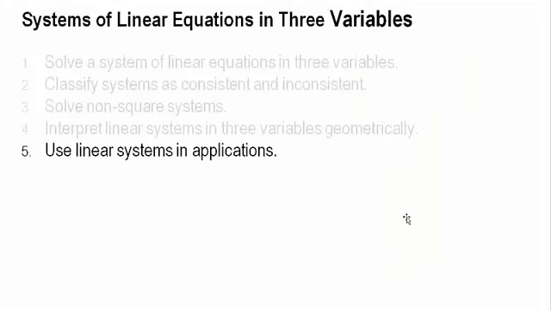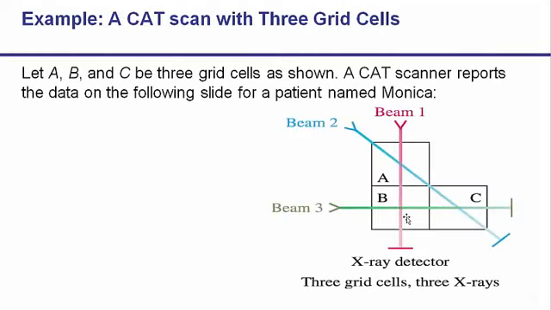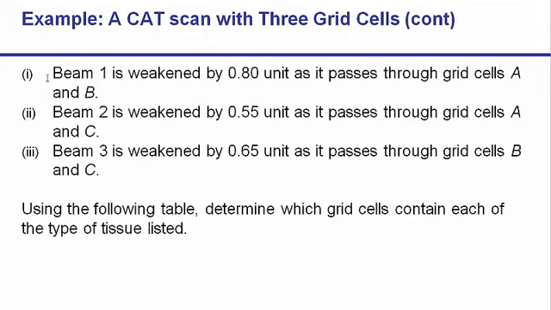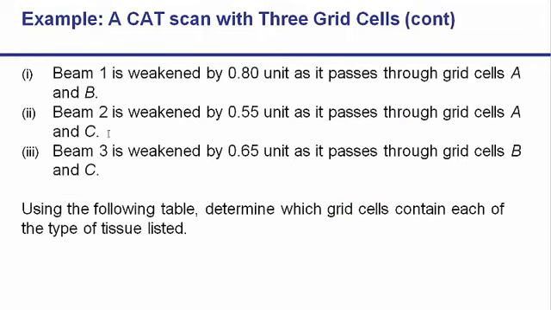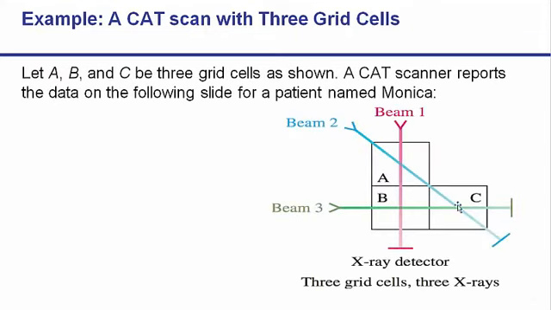Okay? Last but not least, we'll look at an example of an application problem. So taking a CAT scan, set up this way, you've got beams coming in at different angles that are hitting these 3 tissue quadrants, A, B, and C. And we want to figure out what's happening in each of those spaces. So we can see that beam 1 is weakened by 0.8 units as it passes through A and B, right? Because it passes through A and B. And then beam 2 is weakened by 0.55 as it passes through A and C, right? Because it's at this angle.